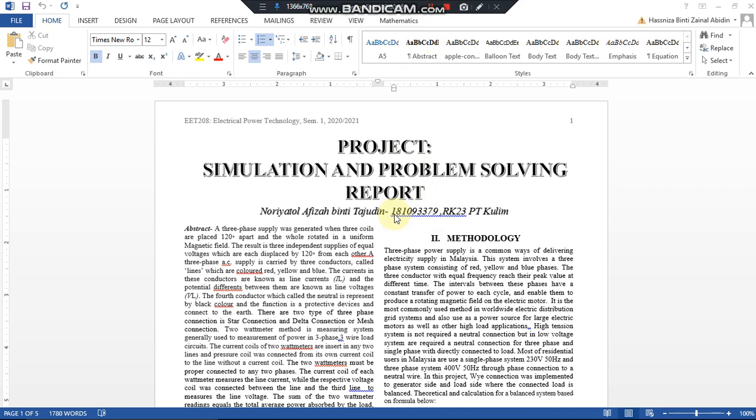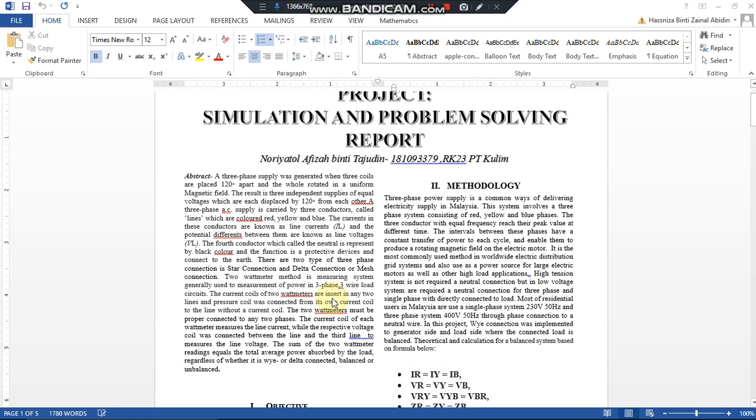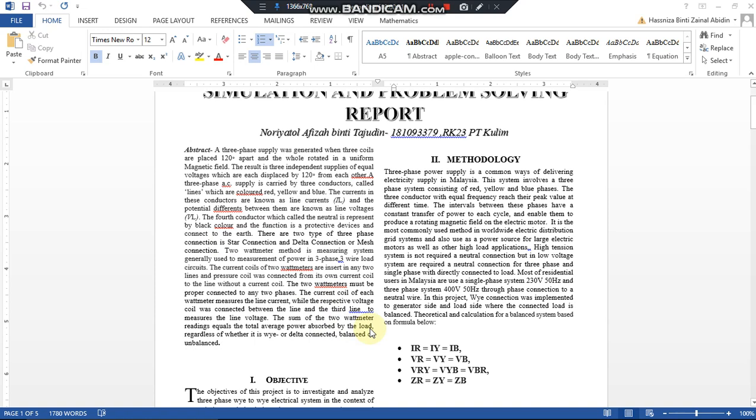Today I would like to present the project of simulation and problem solving report. As we know, a three-phase supply is generated when three coils are placed 120 degrees apart and the whole is rotated in a uniform magnetic field. A three-phase AC supply carries three line conductors, which are red, yellow and blue, and the fourth conductor is neutral. The current in the line we call line current, and the potential difference between them we call line voltage.